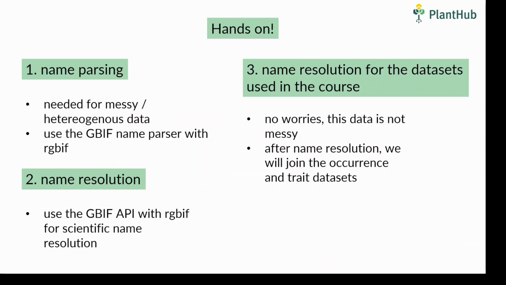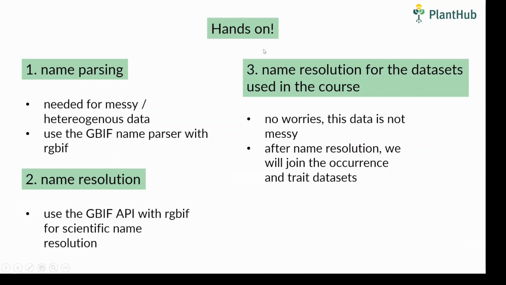So the name parsing part, the one where you would take very messy names and clean them using the GBIF name parser, we will not do now, but we will do the second example, which is the name resolution example, where we use the GBIF API to clean some names that we got provided that have a lot of issues with them. I show you a bit of the problems that can arise and how we can solve them. And we will also do the third part, which is the name resolution for the actual data set in our course. But this one is fortunately quite clean, and it will be relatively easy to do.